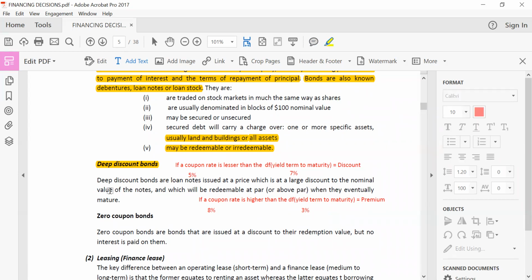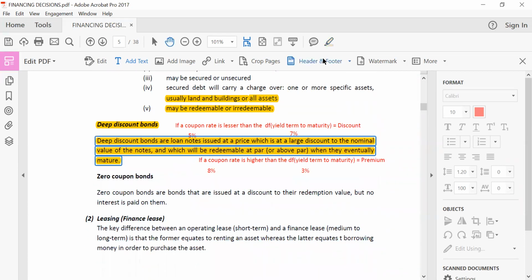Right. So deep discount bonds are loan notes issued at a price which is at a large discount, a large reduction to the nominal value of the notes. So look at how much it will be in the market. It is lower than that, and they will be redeemable at par or above par when they eventually mature.